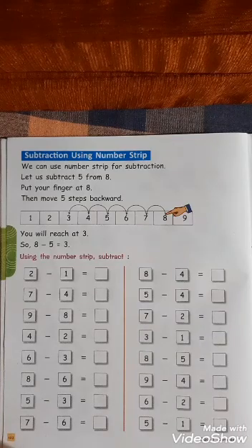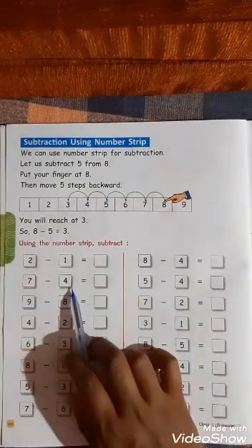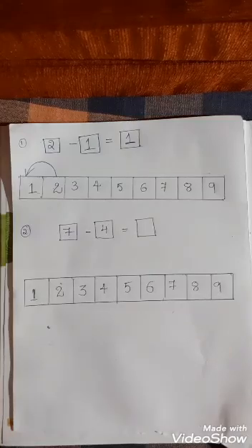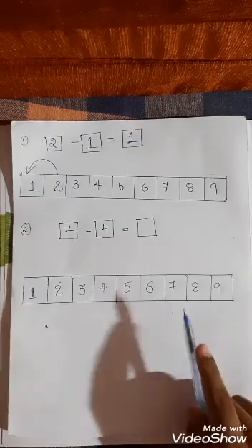Children, let us move to the next exercise. Next exercise, that is 7 minus 4. Now we shall try to find an answer using number strip. Children, the next exercise, 7 minus 4. So here I am having number strip.